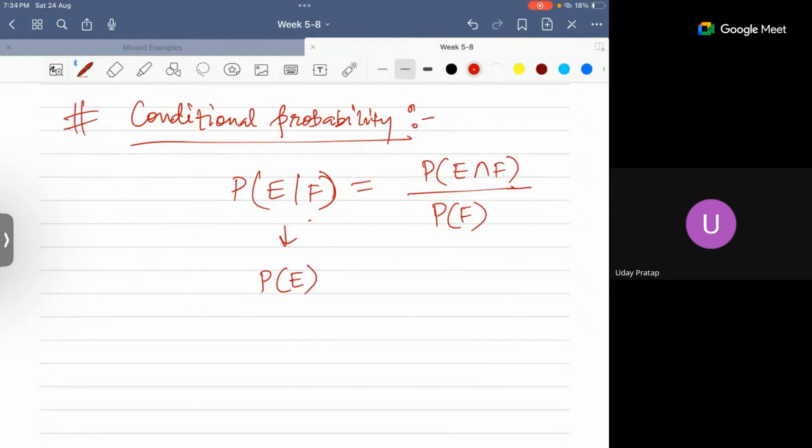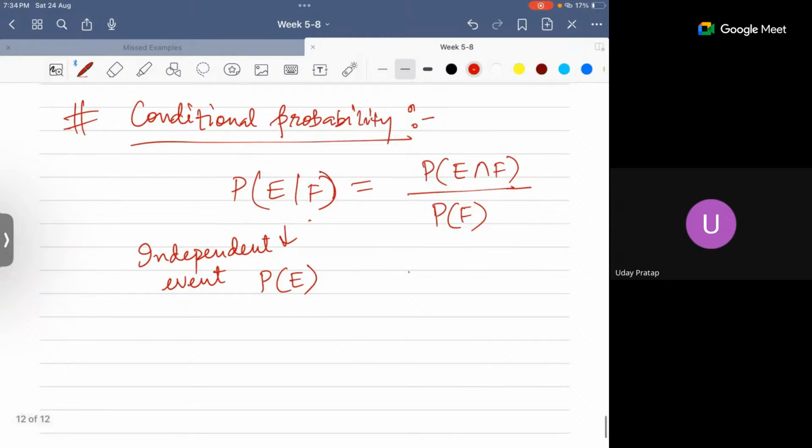Are you there? Can you hear me? Yes, sir. So can you write this or not? For an independent event, probability of E given F will be probability of E, right? Because the occurrence of F is not affecting the occurrence of E. Yes, sir. So you can write it directly, right?